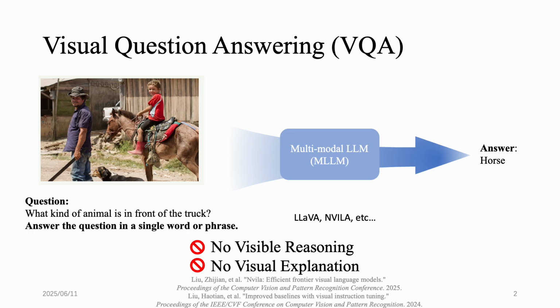So, what is visual question answering? It asks the model to answer a question about an image. Recent multimodal large language models like LLaVA and VITA are commonly used for this task. They are often trained with an instruction like, please answer the question in a single word or phrase. However, under this instruction, these models typically offer no visible reasoning and no visual explanation, which makes their decision process hard to interpret.